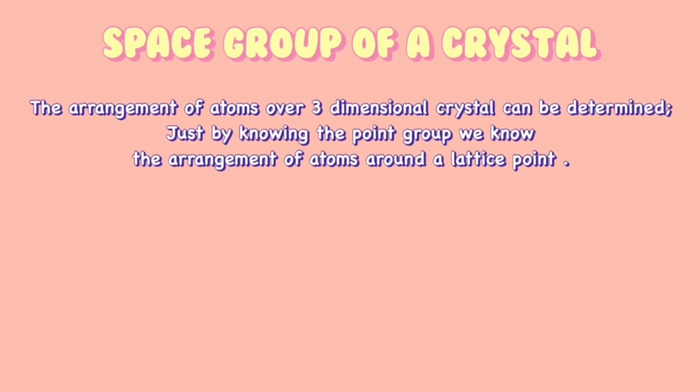Space group of a crystal. The arrangement of atoms of a three-dimensional crystal can be determined by knowing the point group. We know the arrangement of atoms around a lattice point.